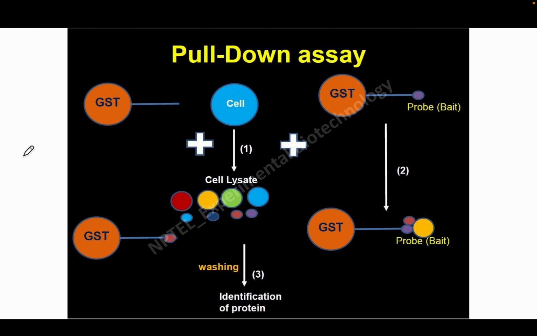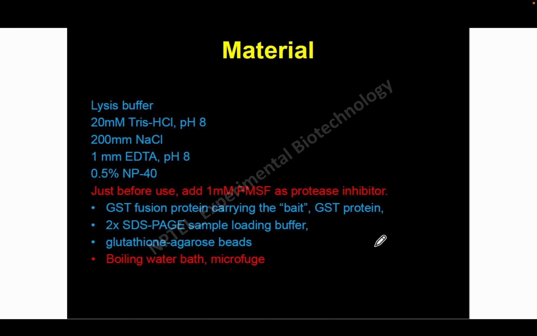For a pull down assay, you have a GST added, so you have GST and the cell, and you will get some cell lysate. If your protein has affinity for binding with the affinity column, then you are basically pulling it out. You will wash and identify the protein, and with the GST you will have a probe attached. If your probe is binding with the bait, then you are basically purifying the bait with the probe. So we will discuss in detail.